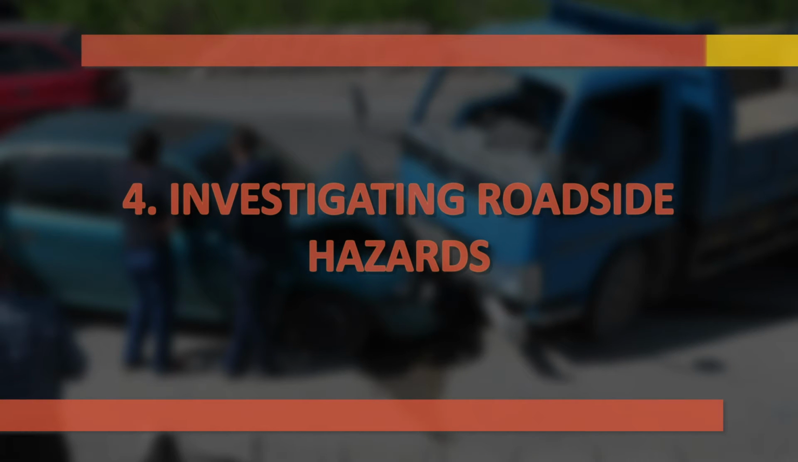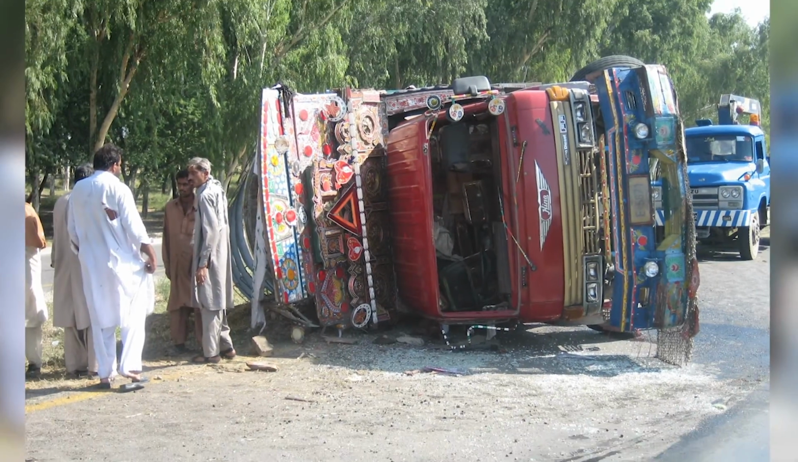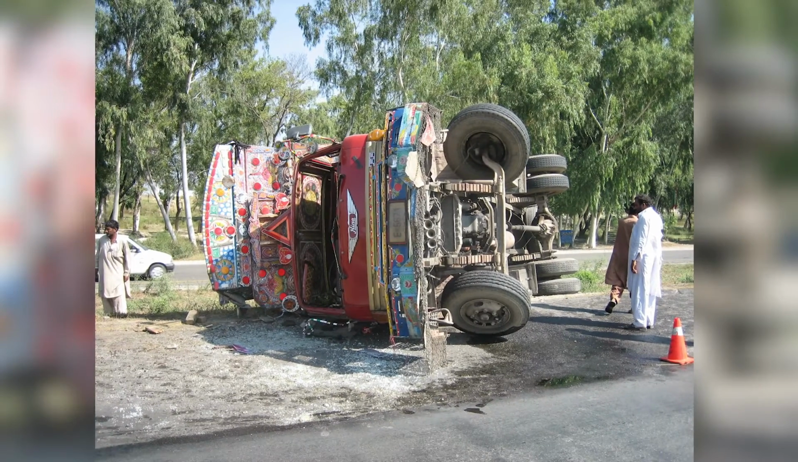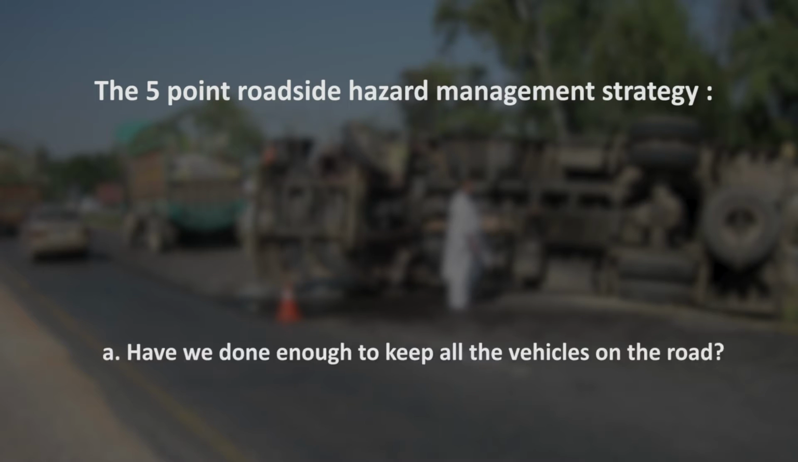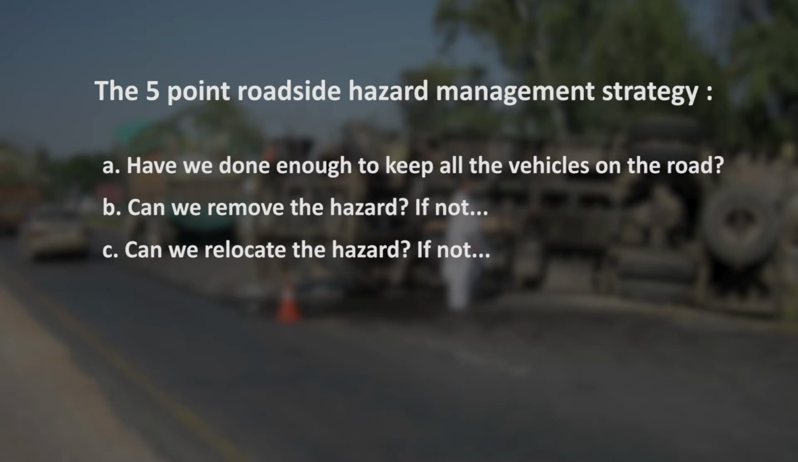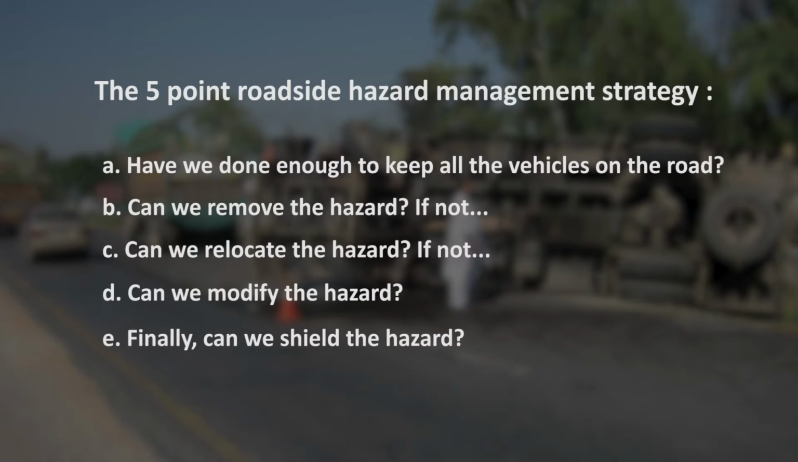Once a roadside hazard is identified, we need to investigate and then treat it. I use the 5-point roadside hazard management strategy to help me with this, and it leads me to ask 5 questions. Have we done enough to keep all the vehicles on the road? Can we remove the hazard? If not, can we relocate the hazard? If not, can we modify the hazard? And finally, can we shield the hazard?